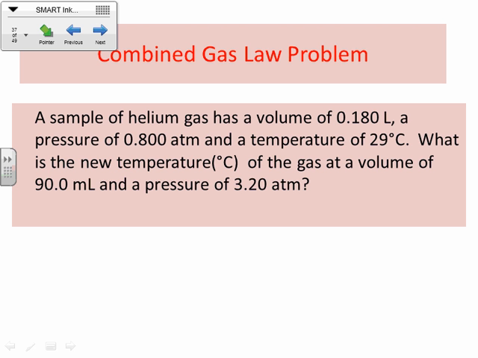All right? So the combined gas law problem, an example of a type of problem you might have here. Sample of helium gas has a volume of 0.180 liters, pressure of 0.8, and a temperature of 29 degrees Celsius. What is the new temperature in degrees Celsius of the gas at a volume of 90 milliliters and a pressure of 3.20 atmospheres? Now we're adding a little bit of length to these problems, but I wouldn't say we're necessarily adding any difficulty.